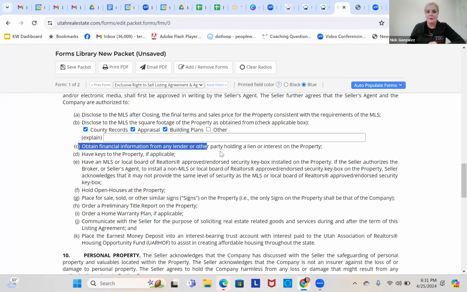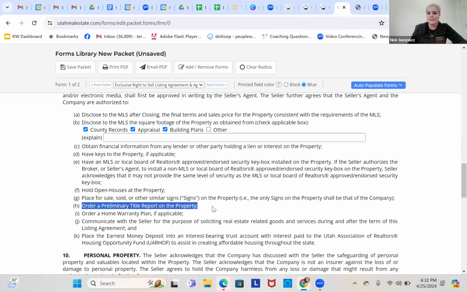They also allow us to obtain financial information from the lender on the property. So that really is going to be like a mortgage payoff. We're also going to check title. So I let them know that we order a preliminary title report on the property, just to make sure there are no other mortgages that we're unaware of or any other liens on the property.